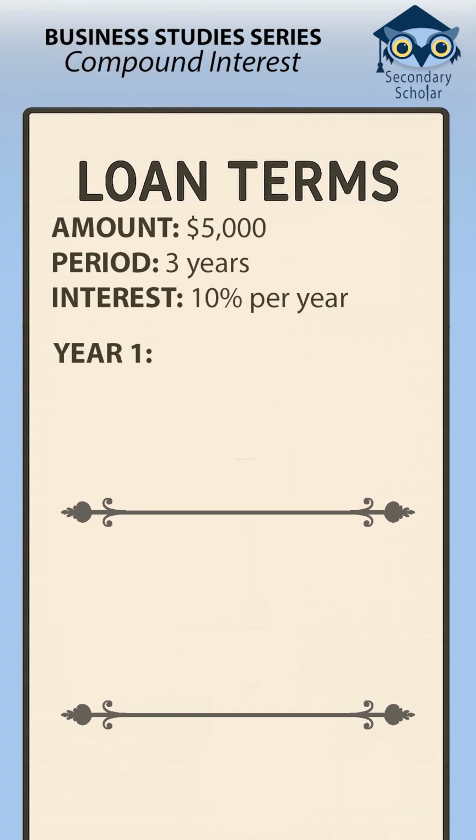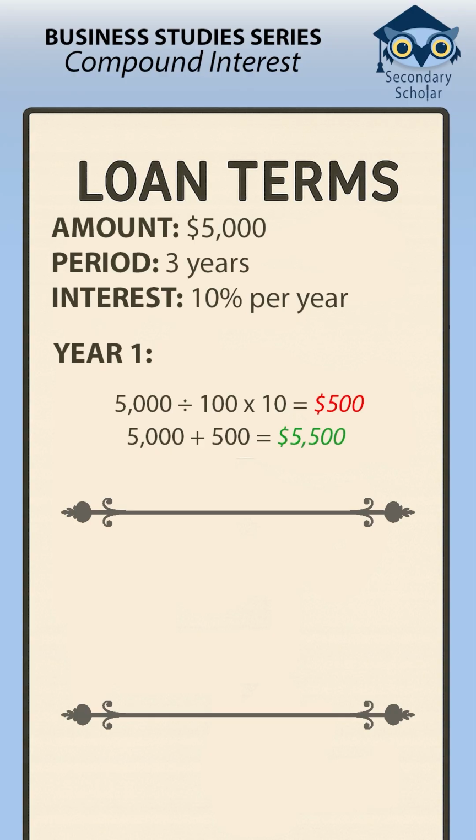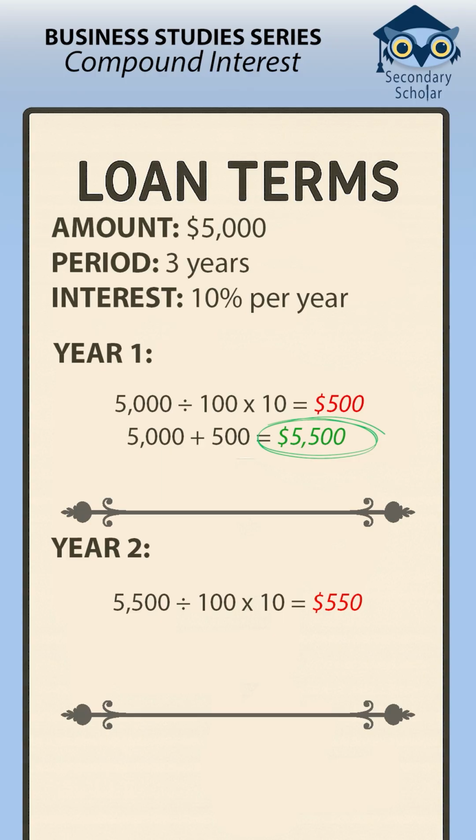Year 1. There's nothing to compound yet, so Bob pays 10% interest on the original amount. 5,000 divided by 100 multiplied by 10 equals $500. He's now repaid $500 in interest, and the total amount owed is $5,500. Year 2. Now the interest is calculated on the total owed so far, $5,500. 5,500 divided by 100 multiplied by 10 equals $550. By the end of year 2, Bob owes $5,500 plus $550 equals $6,050.